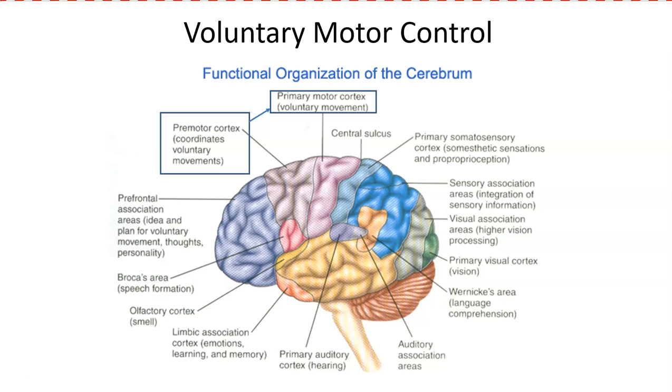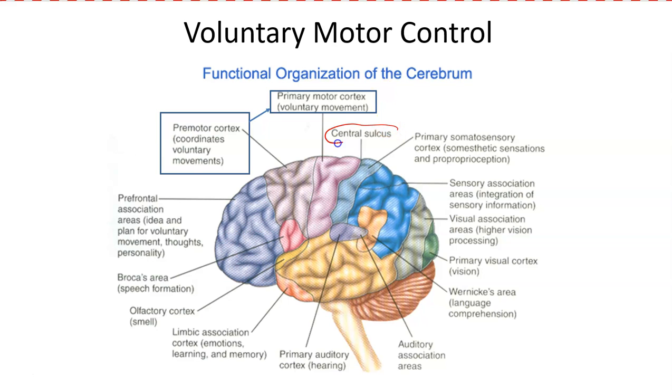So let's talk about voluntary motor control. Voluntary motor control originates with your conscious thoughts. Those conscious thoughts come from the precentral gyrus. The precentral gyrus is located in which lobe? That's your frontal lobe. It sits in front of this central sulcus. I'll circle that central sulcus right there.